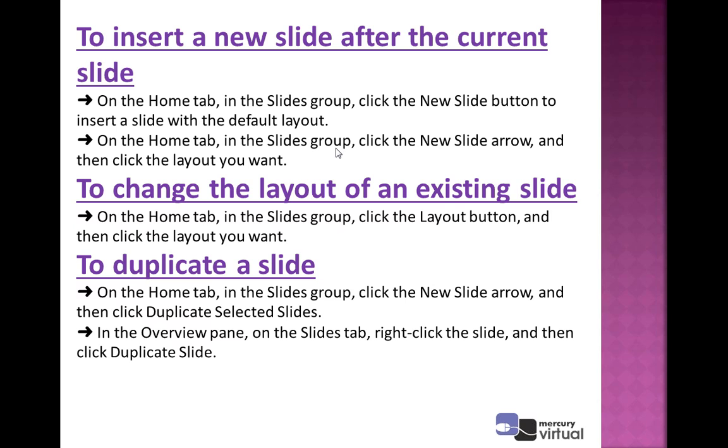Then the next point says how to change the layout. Same process, go to the home tab, click on the slides group, click the layout button and then click the layout that you want. Next, how to duplicate a slide. Go to the home tab, same process, go to the slides group, click the new slide arrow and then click duplicate selected slides.